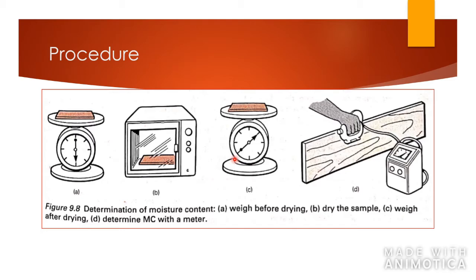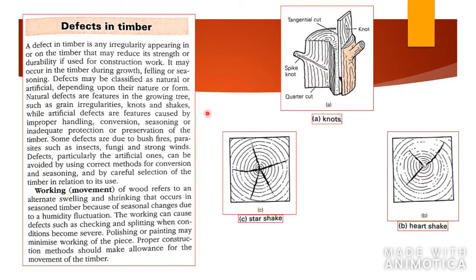If you don't have a calculator, there are meters that you can put over the wood, and it will show you the moisture content. So you don't necessarily have to pull out a calculator, but you have the equation just in case you need it. That's it for moisture content. Very simple, very easy. It's the before weight minus the after weight, divided by the after weight, times 100. So we're going to move on now to the defects in timber.